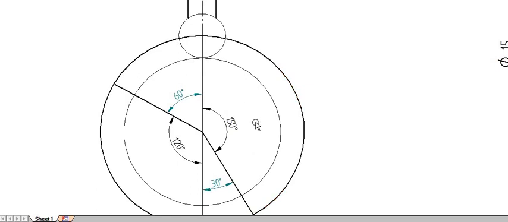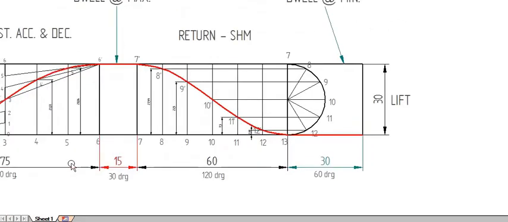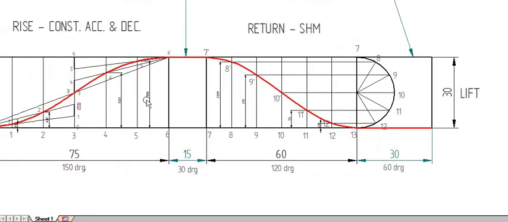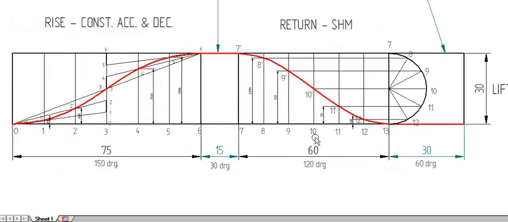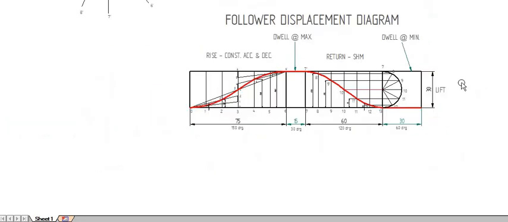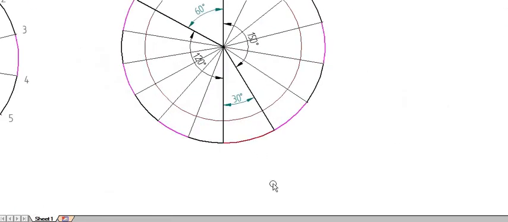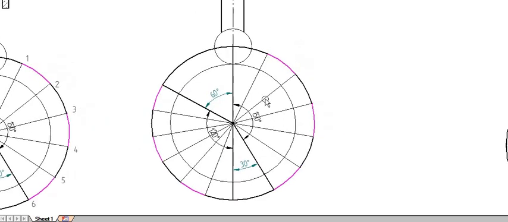Now you have to partition 150 and 120 degree according to the follower diagram. In the follower diagram, 150 degree is divided into 6 partitions and 120 degree is divided into 6 partitions. So here the division is made. 150 degree into 6 partitions and 120 degree into 6 partitions are also made.